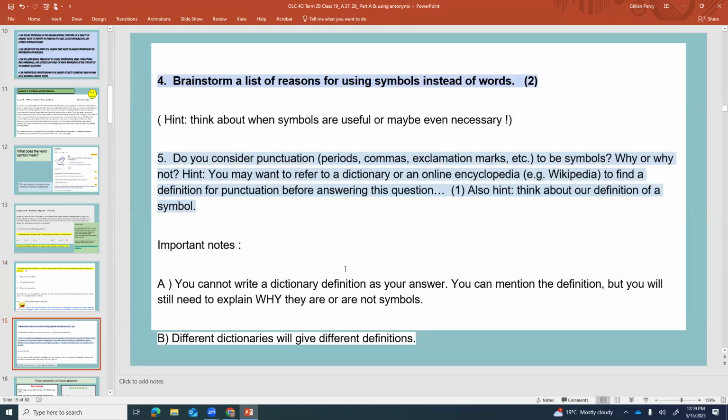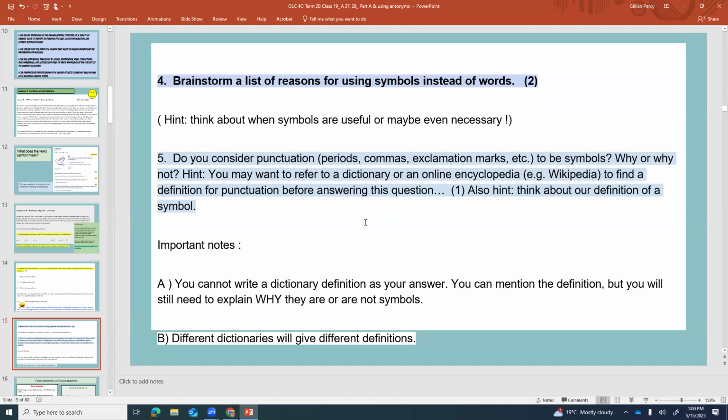Okay, brainstorm a list of reasons for using symbols instead of words. So think about in just your daily life, when is it useful to have a symbol? Who would be helped by a symbol instead of words? And think about why. So I'm looking for several reasons there. Number 5, do you consider punctuation like periods, commas, exclamation marks to be symbols? Why or why not? Now, I'm going to suggest that you might want to take a look at a dictionary or an online encyclopedia such as Wikipedia to find a definition for punctuation before you answer this question.